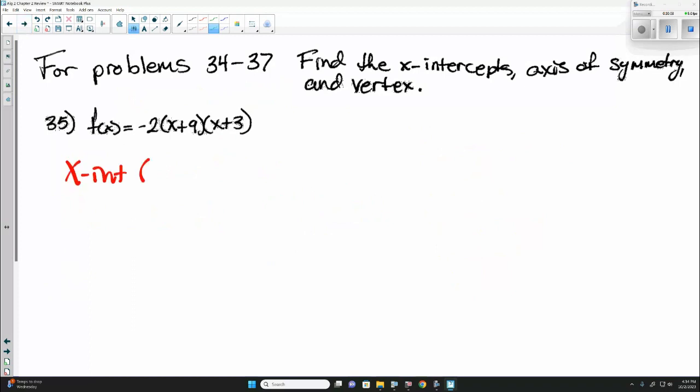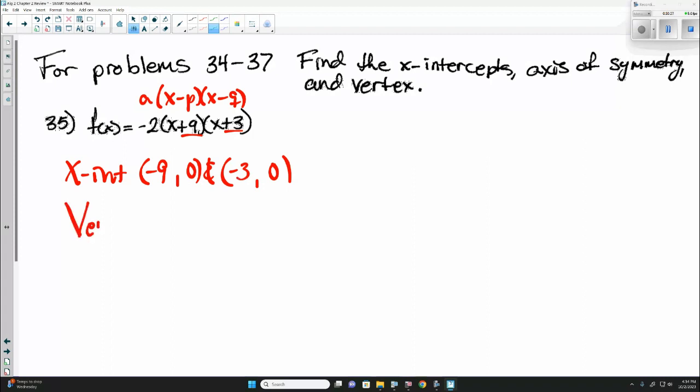Now again, this is another x-intercept problem. And one of the first things we need to find are the x-intercepts. Now our p lines up with our plus 9, so it comes out as negative 9. Our q lines up with our plus 3, comes out as negative 3. Now our vertex is going to be our p plus q over 2. P is negative 9, q is negative 3.